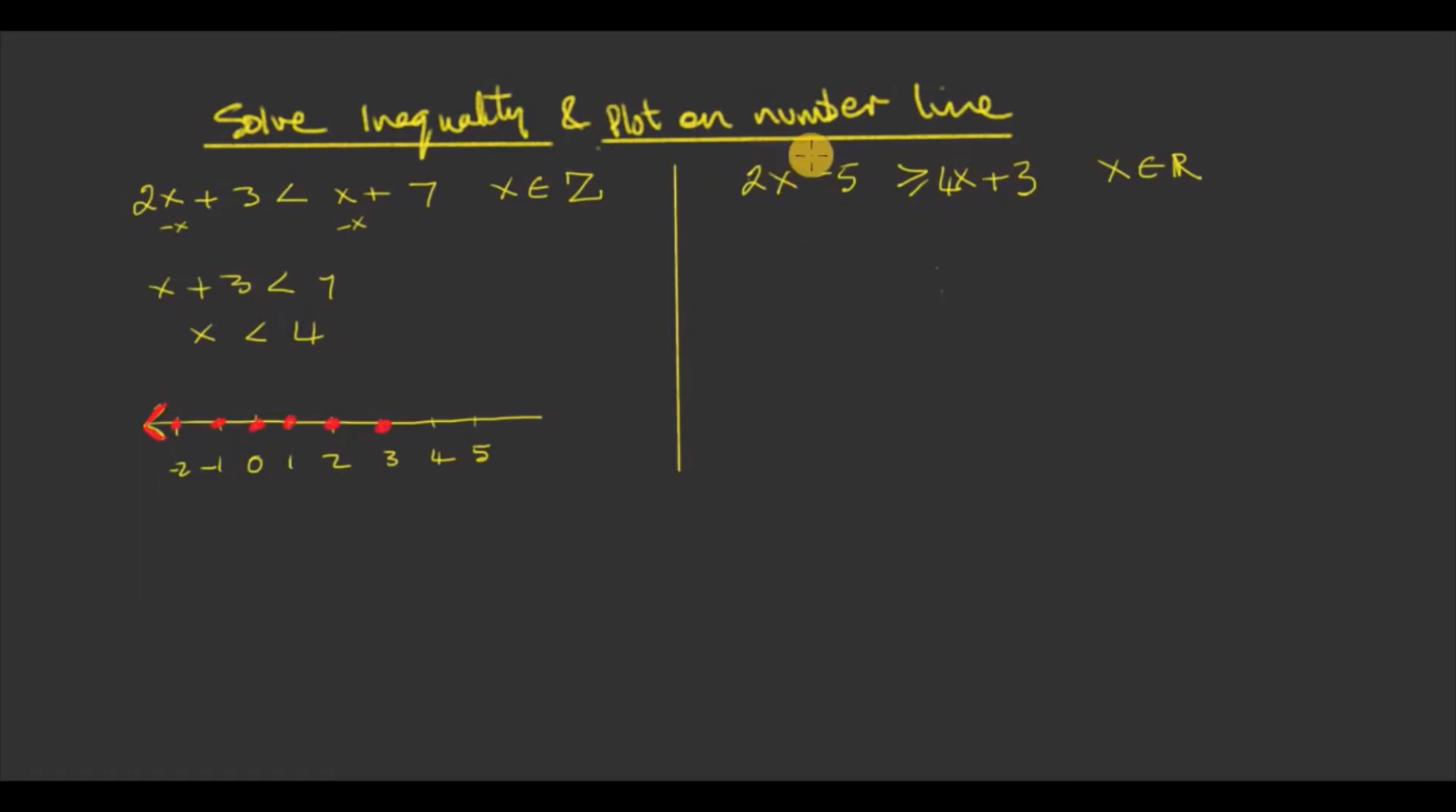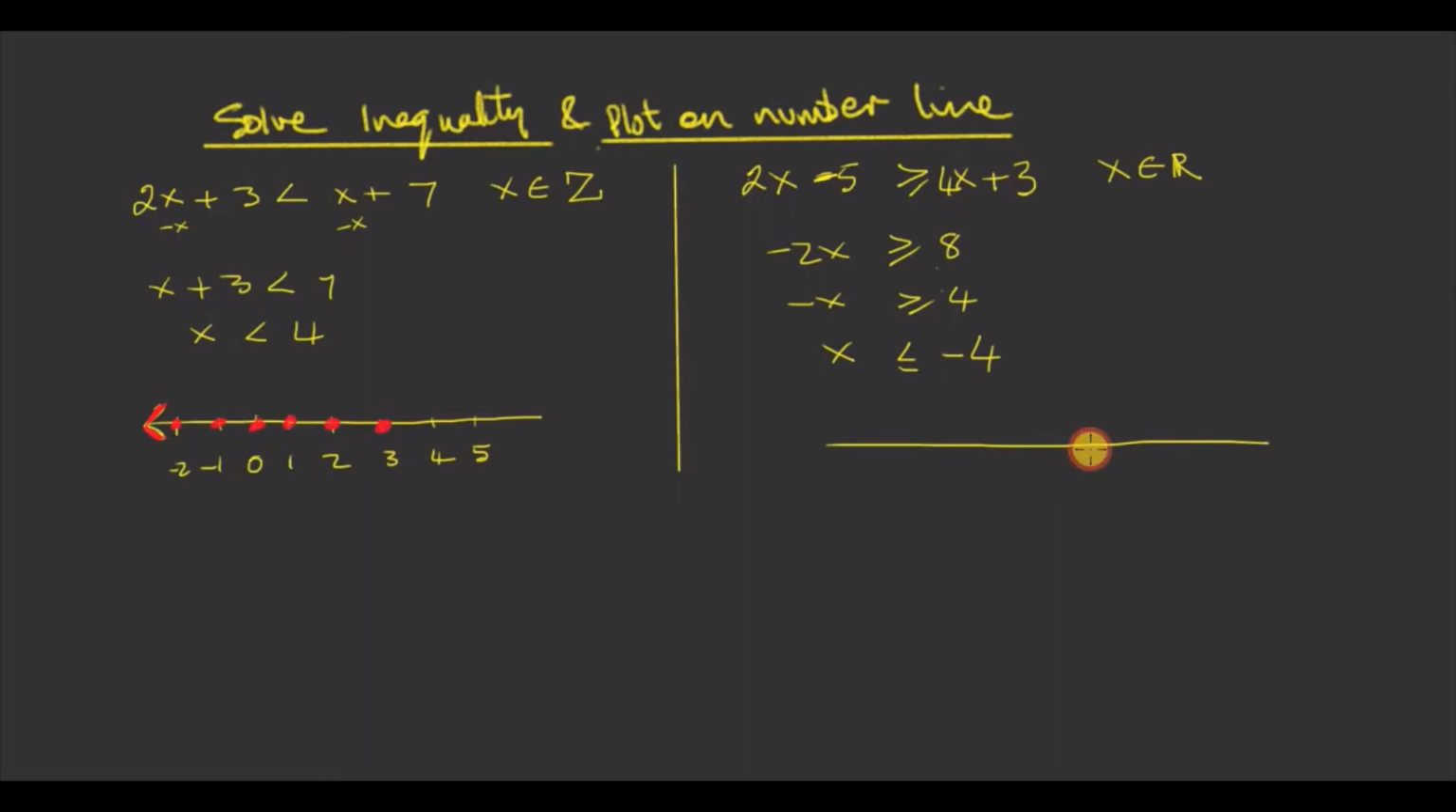Okay, I'm now going to choose to bring the 4x over here. So I'm going to get 2x take away 4x is minus 2x, greater than or equal to. I have a 3 here, I have a negative 5 here. I'm going to add the 5 onto both sides. It's going to give me 8. X is a real number. I'm now going to divide by 2. So it's going to give me negative x is greater than or equal to 4. I'm now going to multiply both sides by negative 1 and flip the inequality sign. So x is less than or equal to minus 4.